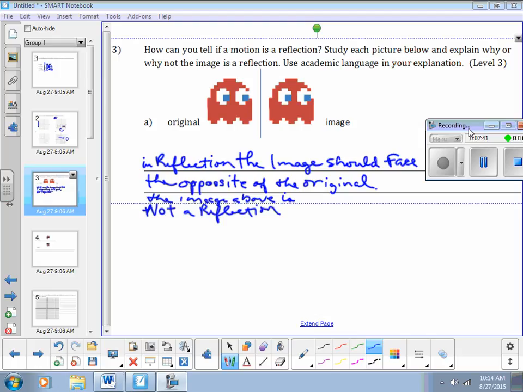The image above is not a reflection because the eyes shouldn't they be facing each other to be a reflection? Yeah. So you would just state that it's not a reflection because the eyes should be facing each other, not going the same direction. Okay? And why are you saying facing each other? It's because they're doing the opposite to each other. Yeah. Okay. Does that explanation make sense? Yeah.